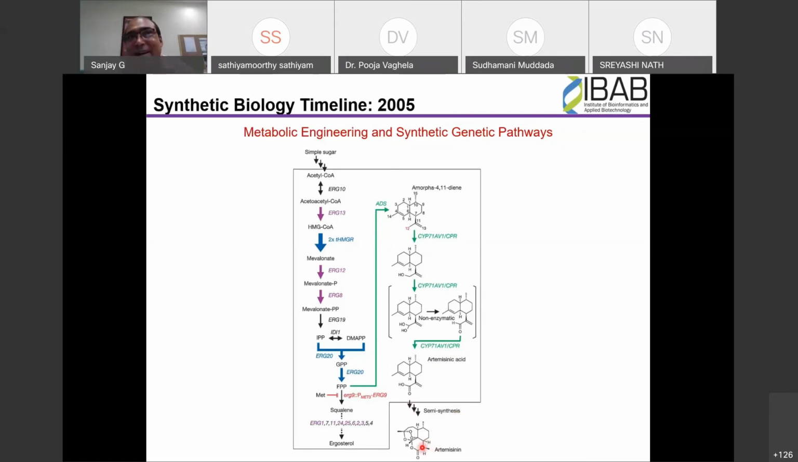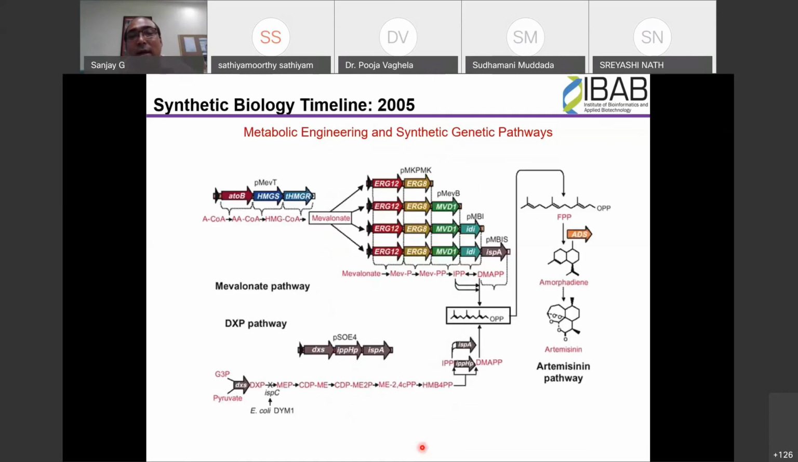So that means we don't need to grow hundreds of acres of plant, and we are saving the biodiversity and the natural resources, because yeast can be fermented in hundreds of liters to make this. And currently, actually, a lot of artemisinin is made in yeast.